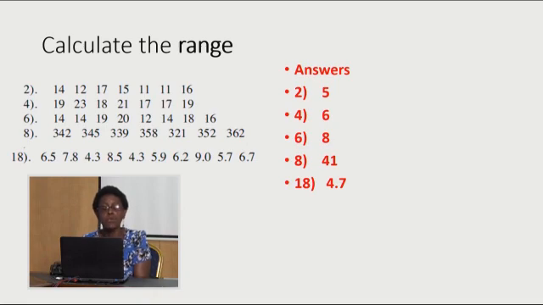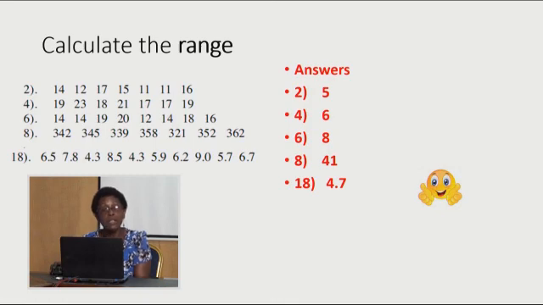Okay. So, answer to question 2, that's 5. Question 4, the answer is 6. Question 6, the answer is 8. Question 8, answer is 41. And question 18, the answer is 4.7. Well done. If you've got all 5 correct, excellent. If you've got this first set, which is the first 4 correct, well done. Okay, smiley face for you.